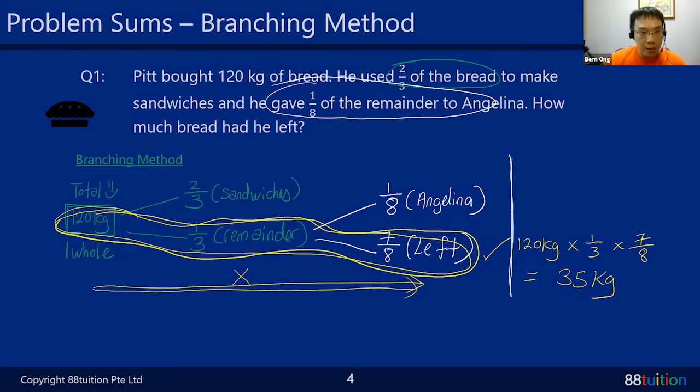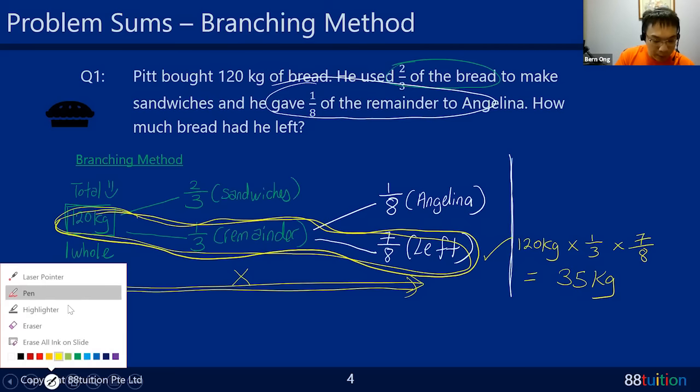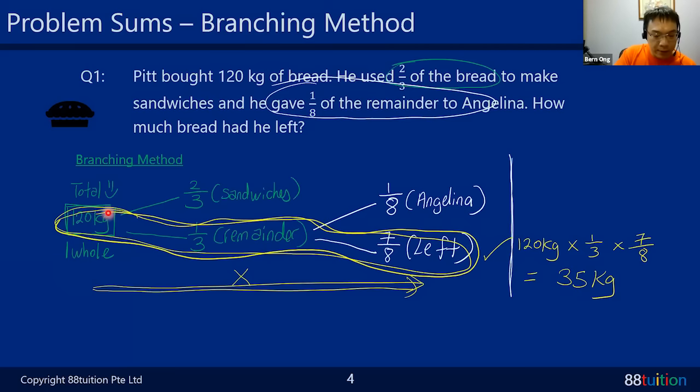the possibilities. So first of all, you talk about what? You talk about the total here. The total you split into what? Two portions, two branches. Why do you split? Because the question says so. The question says that 2/3 of the bread means 2/3 of the total. So one of the branches is 2/3, which represents the sandwiches. Two out of three. There's a remainder, 1/3.